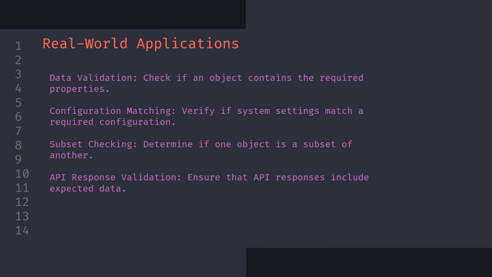This functionality has several practical applications. Data validation, to ensure that the user input or data structure contain the required properties. Configuration matching, to verify if the system settings or configurations match predefined requirements. Subset checking, to determine if one object is a subset of another, such as in filtering operations. And API response validation, to validate if responses from APIs contain the expected data. It is a powerful and versatile tool for working with objects in JavaScript.